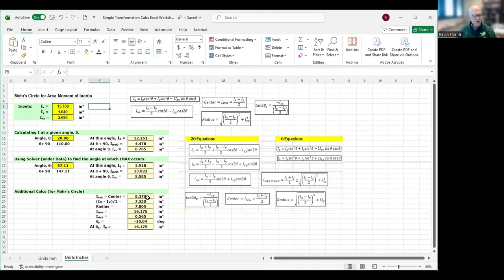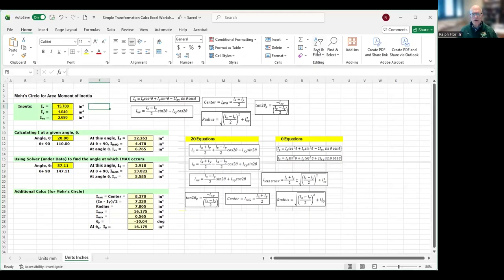It gives you I average, which is the center. It gives you the radius, which is 7.8. It gives you I max and I min. And it gives you the principal angle, which is the angle from the x-axis to the nearest principal axis, either I max or I min, whichever is closest to the x-axis. Again, that theta p is minus 10 degrees.